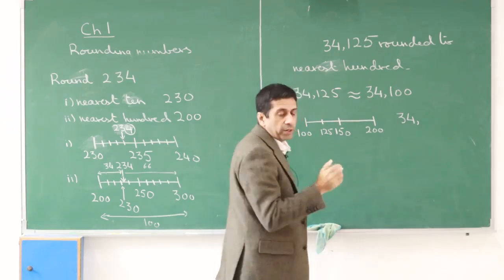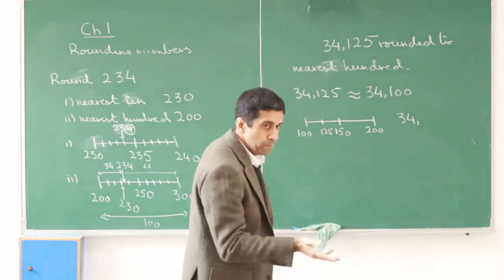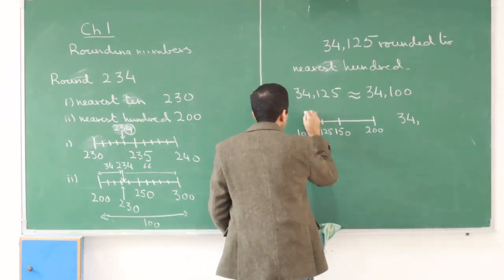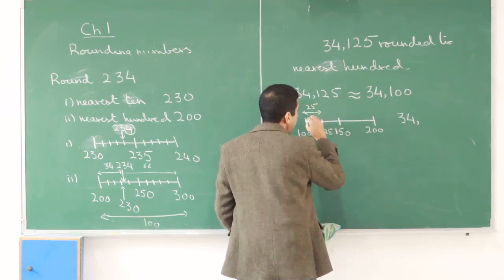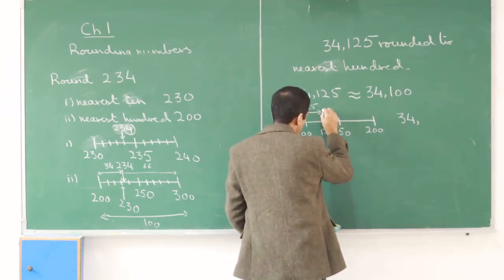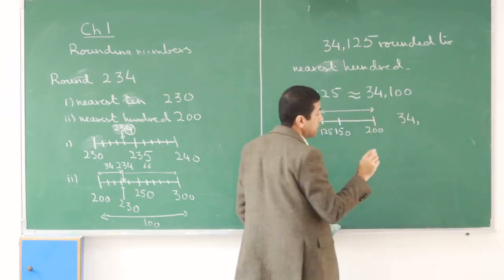So if I give you a $100 bill, how much money do you lose? 25 rupees. Yeah, $25 or rupees or whatever. This is 25. And if I give you another $100 bill to give you $200 bills, how much money do I lose?